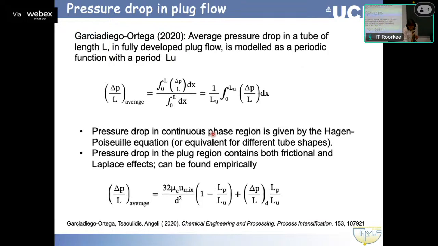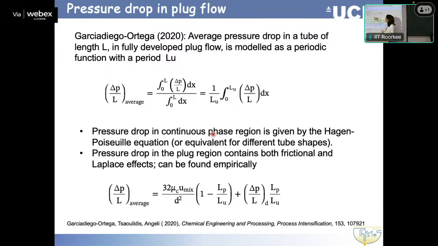The other thing, maybe I'll show it here very quickly and then I'll stop to get some questions as well. A simpler way to go about it, basically, what we said in subsequent work by Eduardo Garcia-Ortega, is that the pressure drop in a unit cell depends on what you have in the continuous phase, which is a Poiseuille type of equation, and what you get in the plug phase. And this term here, because there are a lot of assumptions, is the one that needs to be fitted.